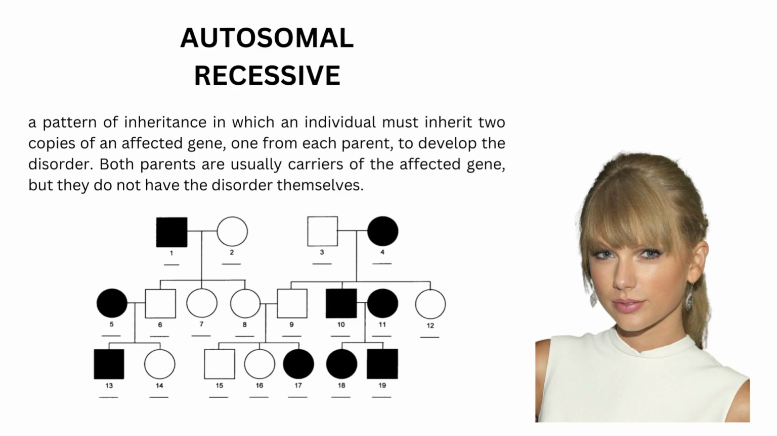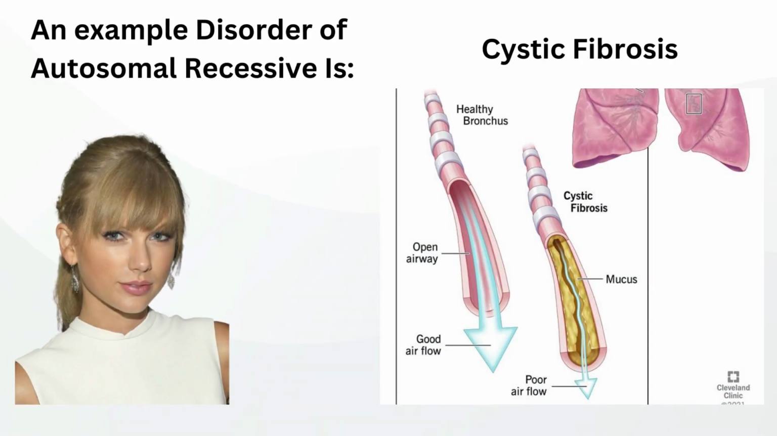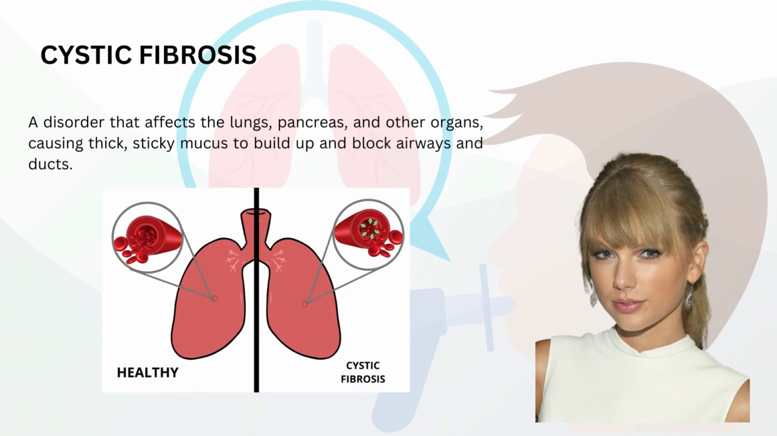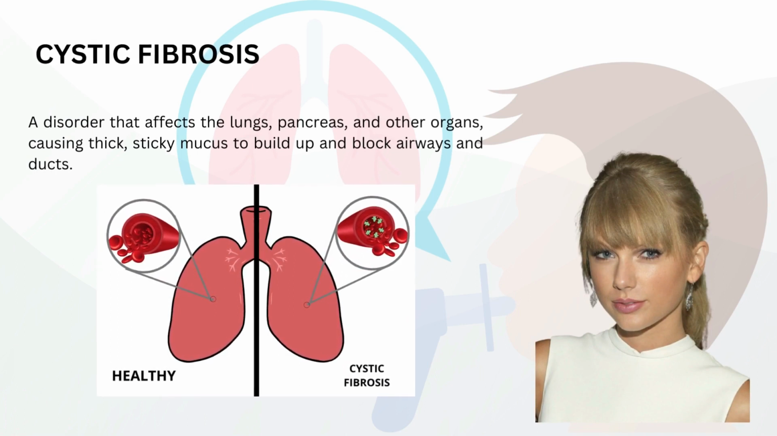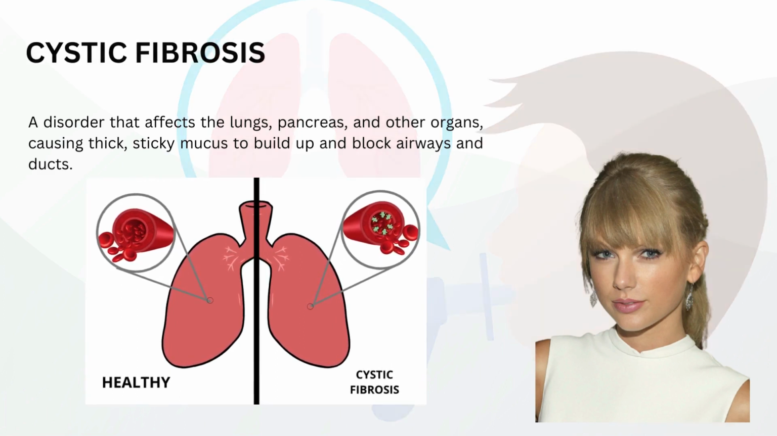Autosomal recessive inheritance is a pattern of inheritance in which an individual must inherit 2 copies of an affected gene, one from each parent, to develop the disorder. Both parents are usually carriers of the affected gene, but they do not have the disorder themselves. Offspring of carrier parents have a 25% chance of inheriting the disorder. An example of a disease is cystic fibrosis, which is a disorder that affects the lungs, pancreas, and other organs, causing thick, sticky mucus to build up and block airways and ducts.